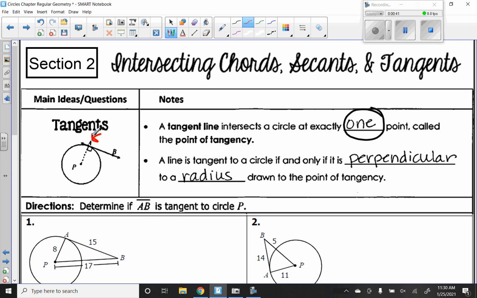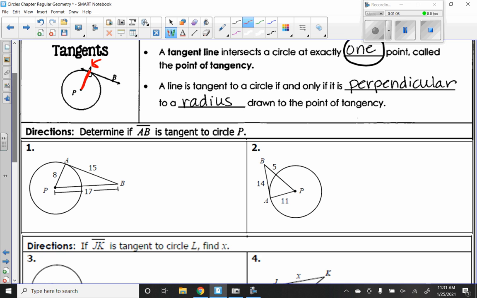A line is tangent to a circle if and only if it is perpendicular to a radius drawn to the point of tangency. Okay? So we have to have a perpendicular relationship with a radius that comes out of that point of tangency. It has to be perpendicular. So on these first two questions, we're going to test if it's perpendicular. On number 1 and 2, determine if AB is tangent.